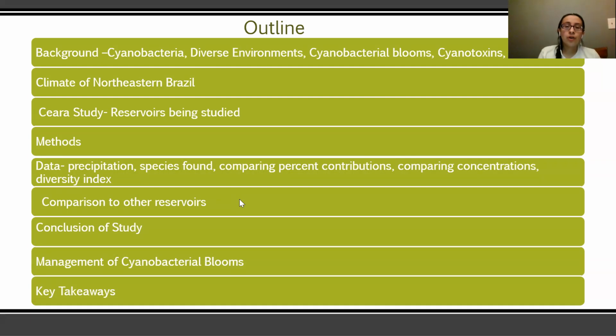So I will be going over what cyanobacteria are, the diverse environments that they live in, how they create cyanobacteria blooms. I will also be going over the climate of northeastern Brazil. The focus of this long talk would be on the Sierra study, the methods, the data, how they compared their data to other reservoirs, the conclusions that they got on it, and how cyanobacteria blooms are managed today.